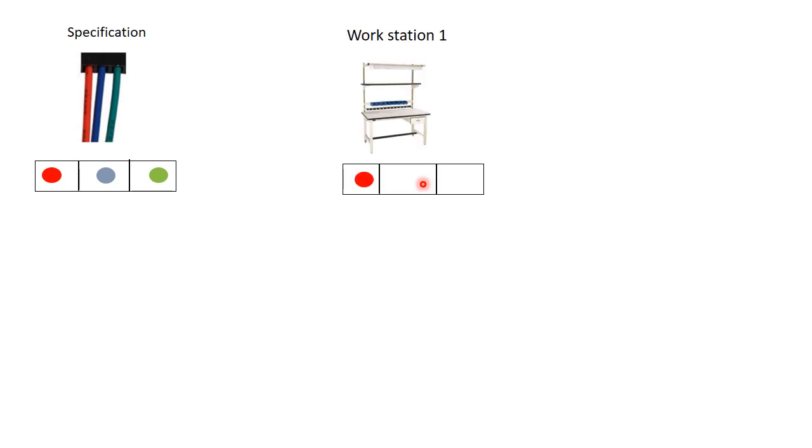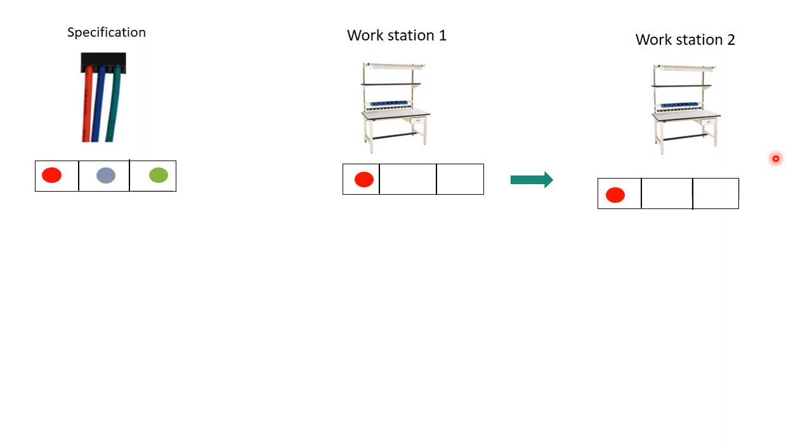Now let us see how we can improve the scenario. If we put the red cable in station number 1, and then transfer the connector to station number 2, the operator can put blue and green. In this way, how many ways can they interchange between blue and green, given that red is already fixed? There is only one way. That means this green has come here, blue has come here.